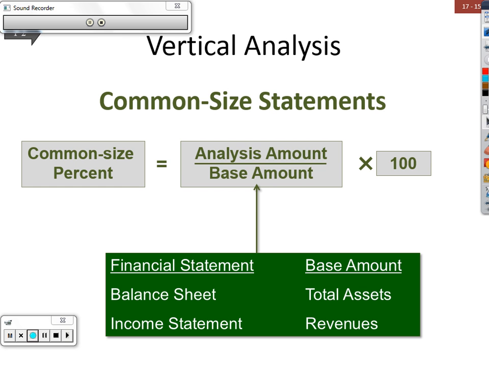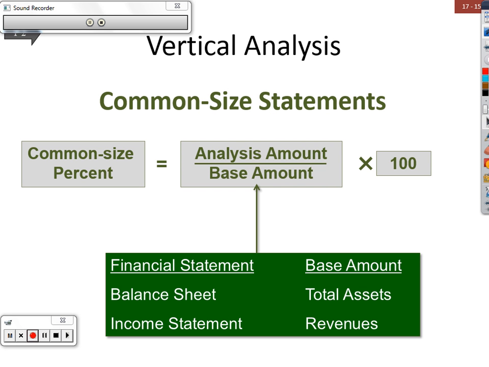Common size statements. So common size percentage, you can read about common size statements, but look at the equation. It's the same thing over and over again, right? Analysis amount divided by the base amount multiplied by 100. They're showing you the financial statements. And in a financial statement, if you're only dealing with 1 year, then that's what makes it different from the horizontal analysis. Remember how I said the horizontal analysis covers multiple periods, right? Vertical analysis is only covering 1 year, one statement, but there's still a base amount to be had.